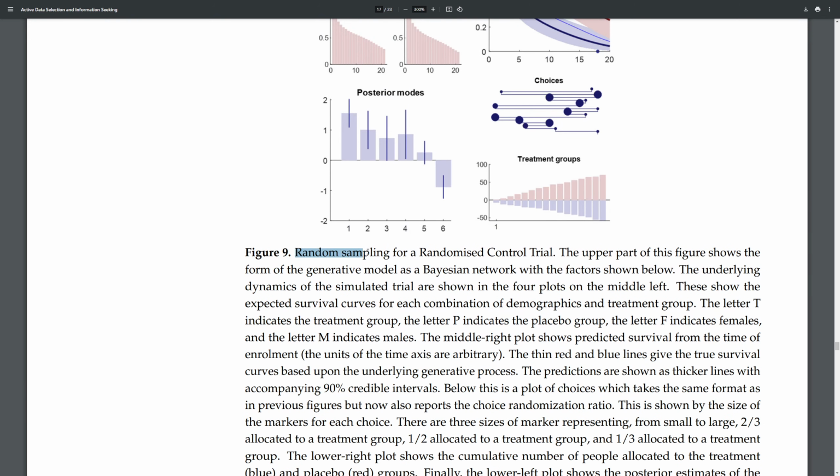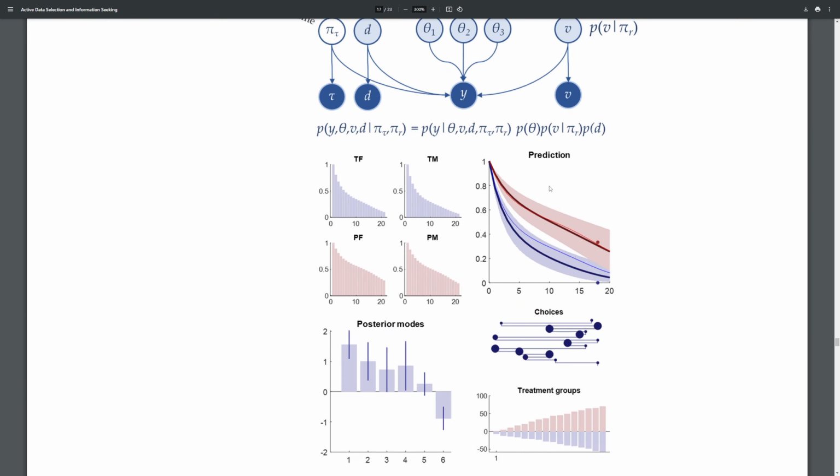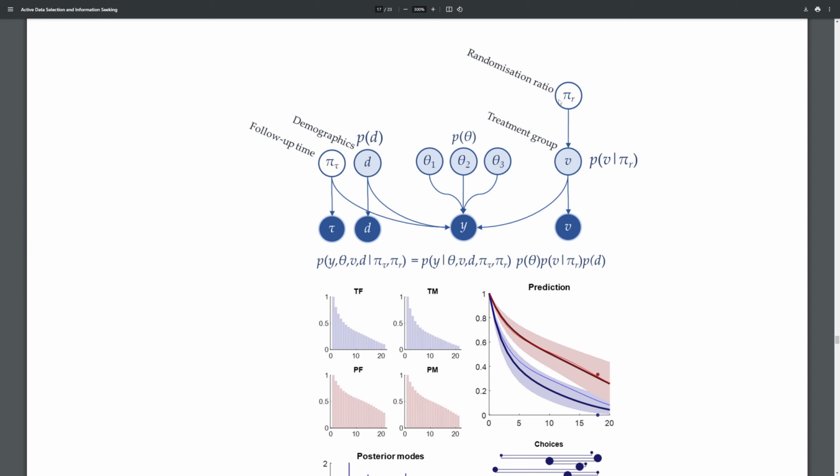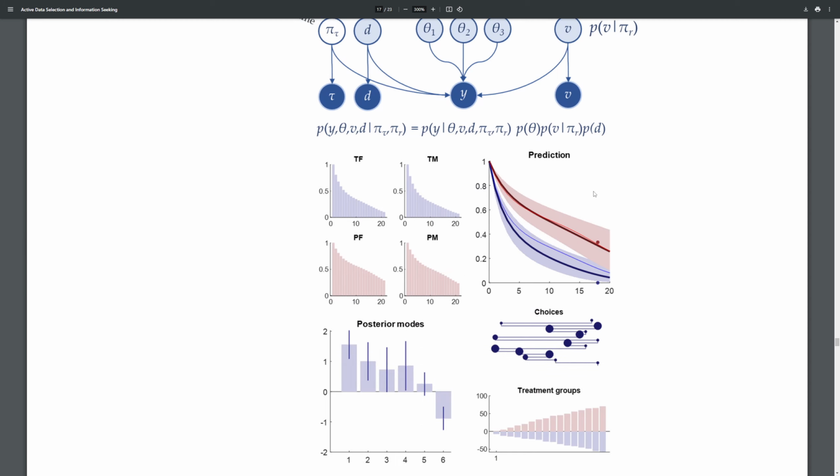And so the first thing we're going to see is random sampling. And the sampling is going to be based on this pi sub r, this randomization ratio, deciding who goes into the treatment, which is going to be t, and who goes into the placebo, which is going to be f. We are going to find through the study that the treatment is actually harmful. You can see in blue here, if you receive the treatment, your probability of survival goes down, especially as time goes on to the right.